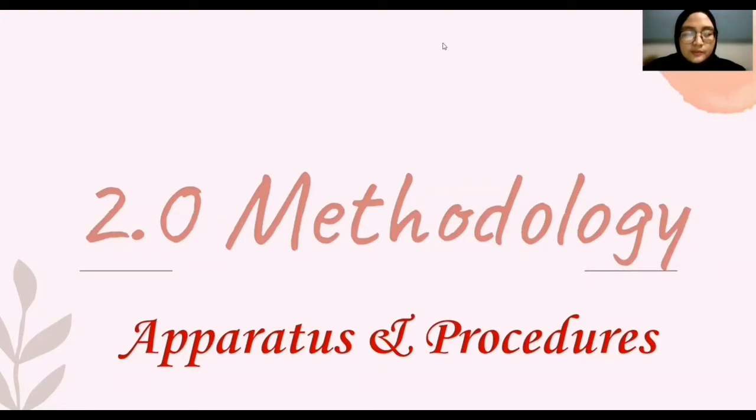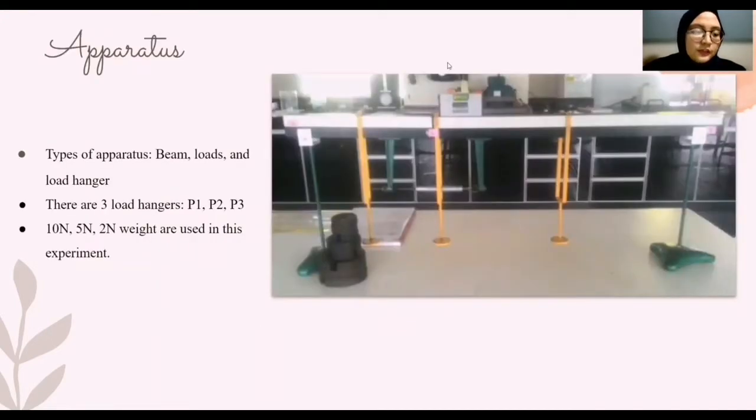Methodology, apparatus, and procedures. For apparatus, there are 3 types used in this experiment: beam, loads, and load hanger. The beam is divided into 2 parts and connected by a fixed joint. The beam is 0.9 meter from the left-hand to the right-hand side. The spring balance is attached to the beam with a level-up of 150 millimeter. This is used to measure the force applied. There are 3 load hangers, P1, P2, and P3. Also, we use 3 weights of loads, 10 Newton, 5 Newton, and 2 Newton in this experiment.